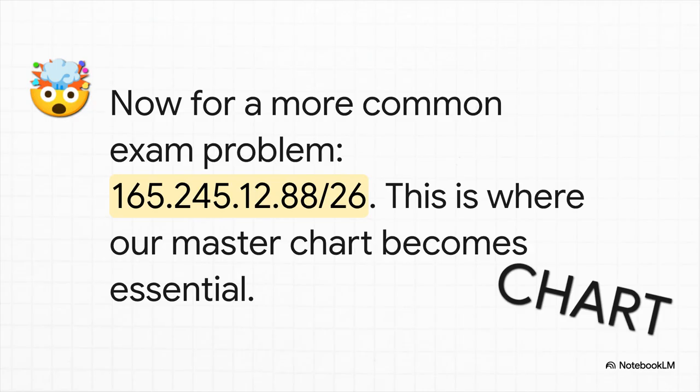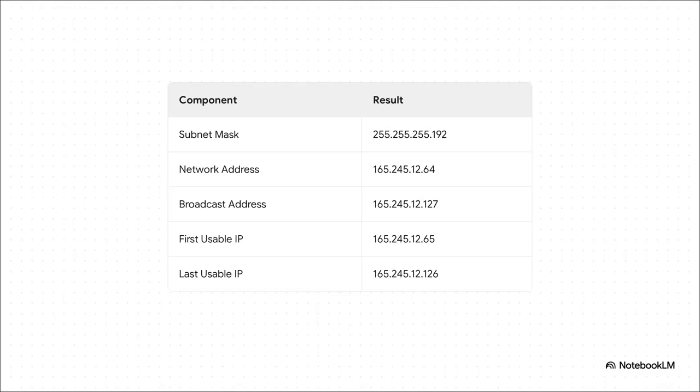Okay, let's try a more common exam-style problem. Same IP address, but this time with a /26 mask. This is where our master chart really starts to shine. First thing we do is look at our chart. A /26 gives us blocks of 64 addresses. Okay, now look at the last number of our IP address. It's 88. So we just have to ask ourselves, which block of 64 does 88 fit into?